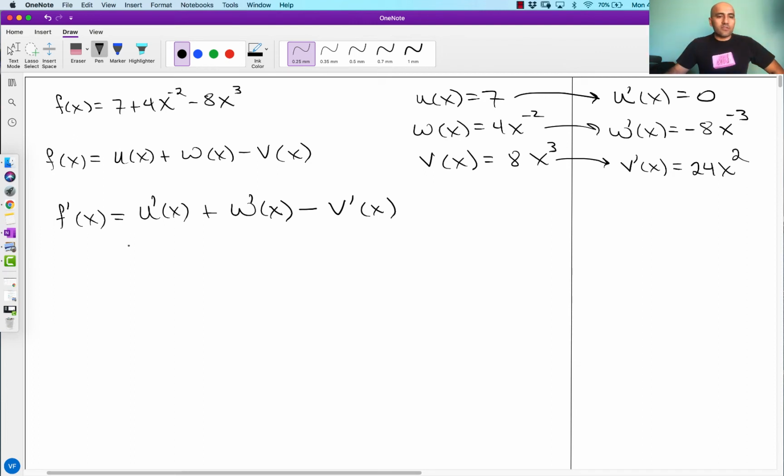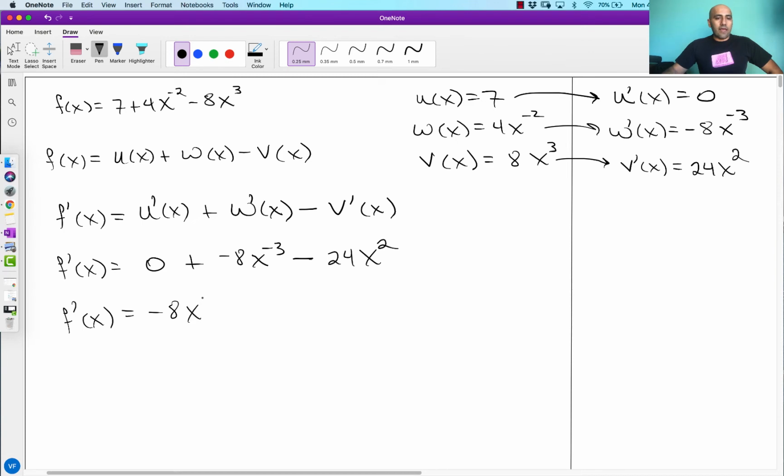Right? And so you bring those in here, and we get f prime of x is equal to 0 plus negative 8x to the negative 3 power minus 24x to the second power. Okay, well that 0 doesn't do anything, so we can just get rid of it. And so my final answer would be negative 8x to the negative 3 power minus 24x to the second power. Okay, well nobody ever writes it this way. This is an overkill for sure.